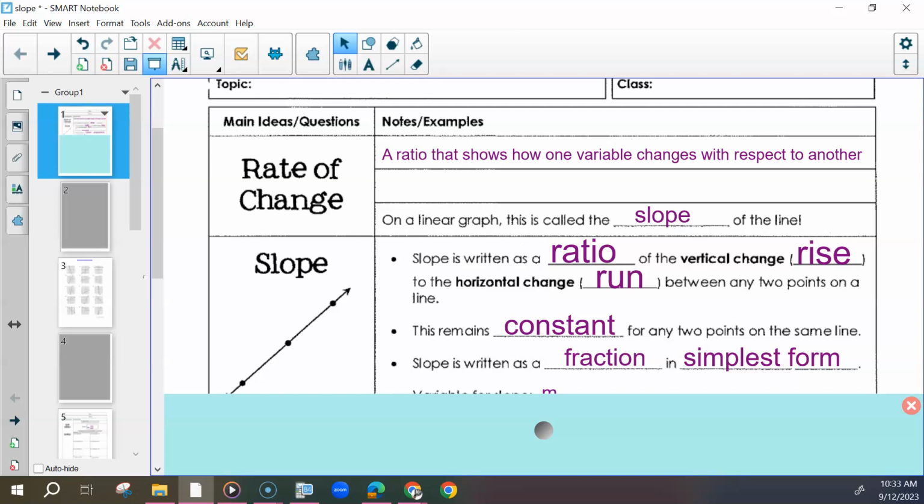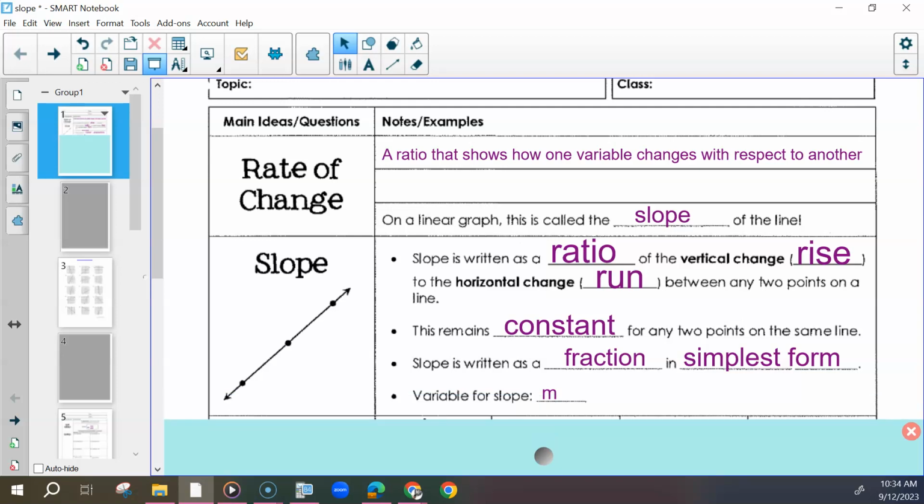One way to help you remember that, I think about when I get out of bed, I usually sit up, I rise up before I get out of bed, so I rise before I run. This remains constant for any two points on the same line. Slope is written as a fraction in simplest form. The variable for slope is m. And then we're going to talk about different slopes here in a second.